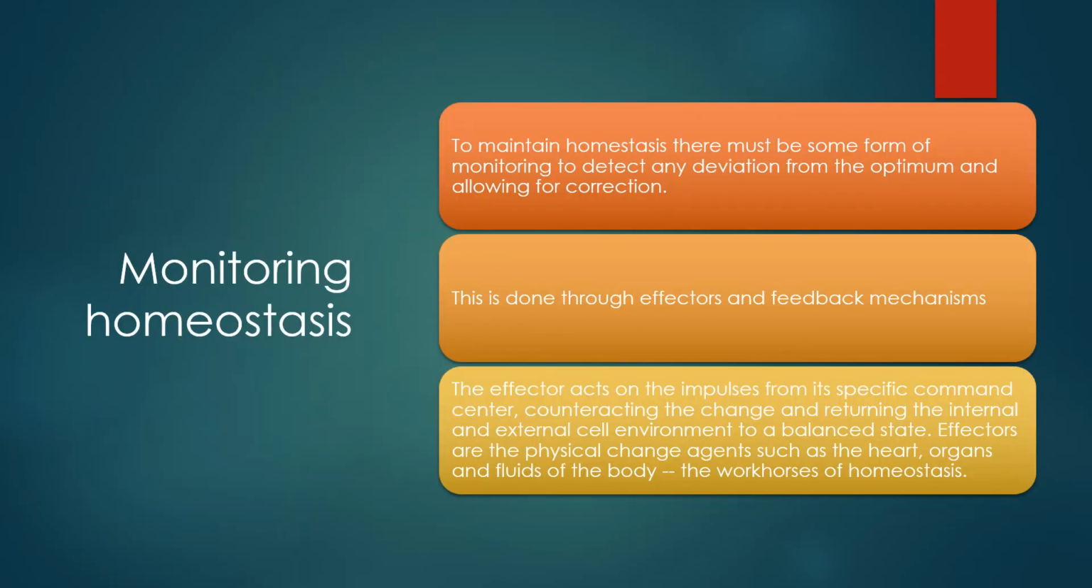So in order for our body to be able to maintain homeostasis, it's done through effectors and feedback mechanisms. The effector acts on the impulses from its specific command center, counteracting the change and returning the internal and external cell environment to a balanced state. So with negative feedback, if the body detects that you are hot, then it will find a way to rectify that. It will cause the hairs on your body to lie flat, it causes you to sweat, etc. So it's a way your body reacts to rectify a situation.